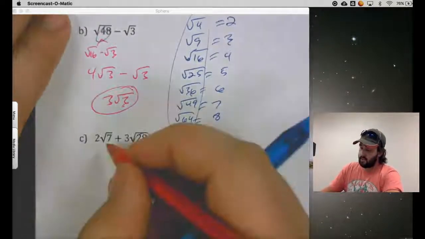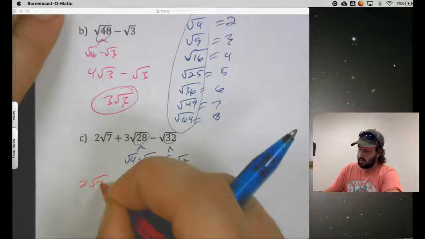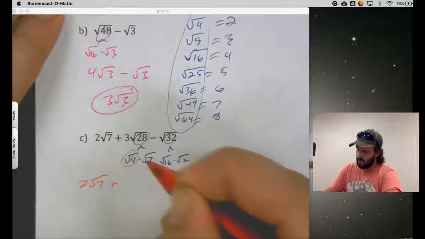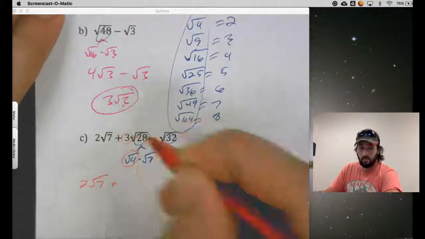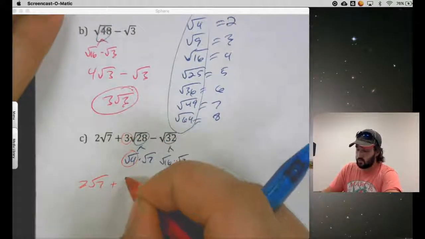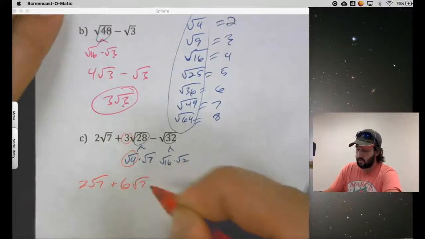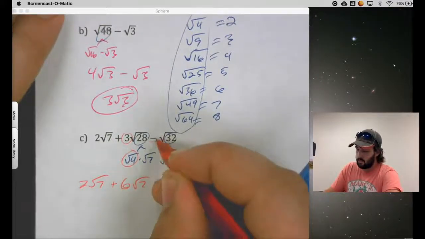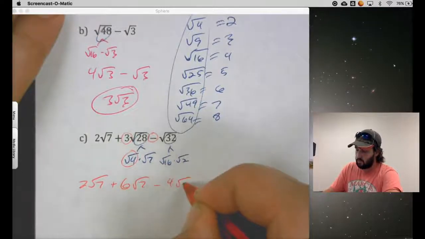So then I can simplify this. I'll leave the 2 root 7 alone. And then I have plus, so notice I'm bringing out 2. This is 2, but there's already a 3 there. So 2 times 3 is what I do with that, and I make it 6 root 7. And then this would become minus, so minus 4 root 2.